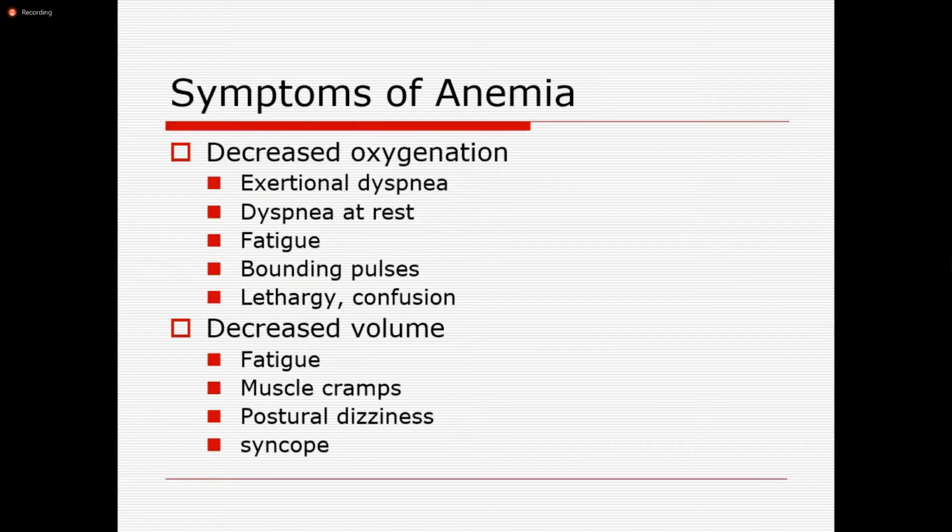Symptoms of anemia, what the patient usually presents with: fatigue, exertional shortness of breath or dyspnea, bounding pulse, lethargy, confusion, a lack of concentration. All these can be the features. Muscle cramps, postural dizziness. If there is volume loss, say for example increased loss of blood or any hemorrhage or bleeding from any site, it can lead to a relative decrease in volume, which results in syncope because of decreased perfusion to the central nervous system.